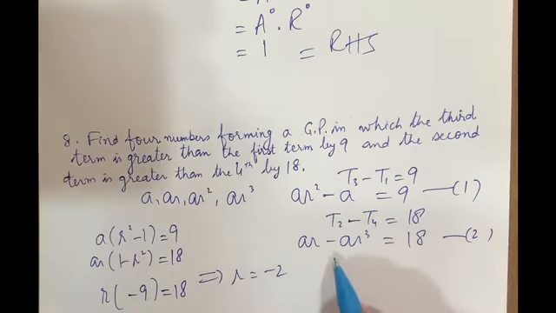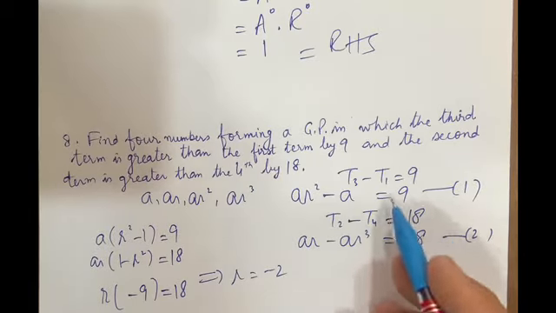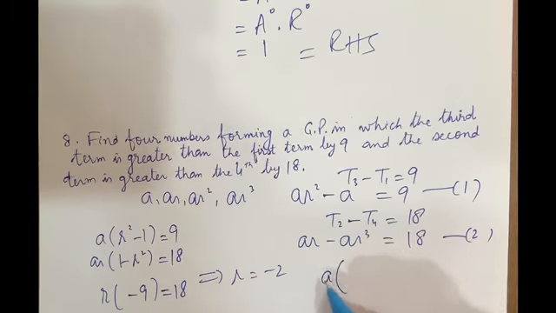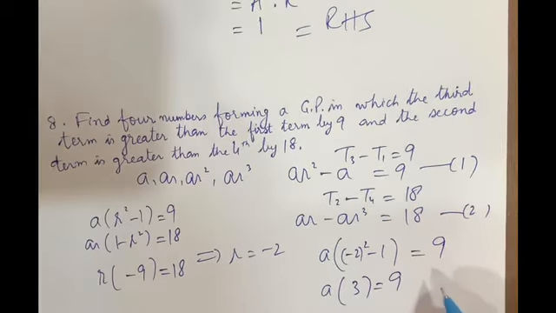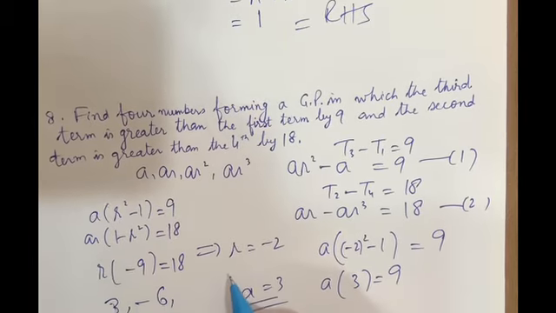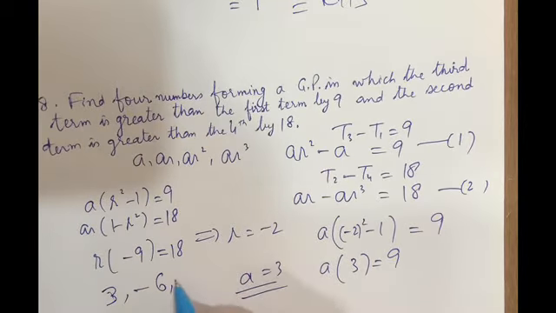We substitute r equal to minus 2 in equation number 1. It's a into r square minus 1, minus 2 square minus 1, this is 9. This will be 4 minus 1, 3. So 3a is 9, which means a is 3. R is minus 2. So the 4 numbers are 3, then 3 into minus 2 is minus 6, then minus 6 into minus 2 is 12, then 12 into minus 2 is minus 24. So this is the answer.